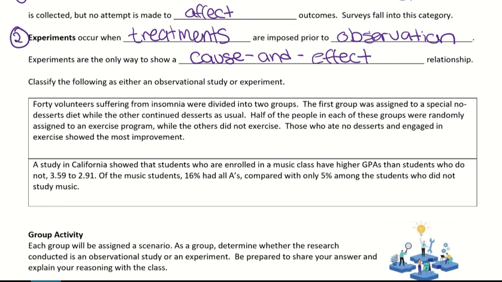So first, 40 volunteers suffering from insomnia are divided into two groups. One group is assigned a specialty no dessert diet. The other group continues with desserts as usual. And then half of the people in each of these groups were assigned to an exercise program, and those who ate no desserts and engaged in exercise showed the most improvement. And so the question is, did we just observe a group of people go about their daily life and collect the data, or were there treatments imposed on different groups of people to establish a cause and effect relationship?